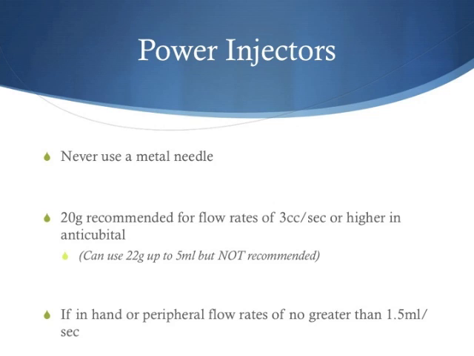For power injectors, what I mean by never use a metal needle is do not use a butterfly that has a metal needle, tape it down to the arm, and inject. If you're going to be using a power injector, start an inner cath. Speaking of inner caths, typically a 20 gauge is more than sufficient for the rates of injection you'll be doing. You can usually get a 22 and do just as well. If you're going to inject into the hand, be careful of your flow rates. It can be very painful for the patient if you inject higher than 1.5 milliliters per second.